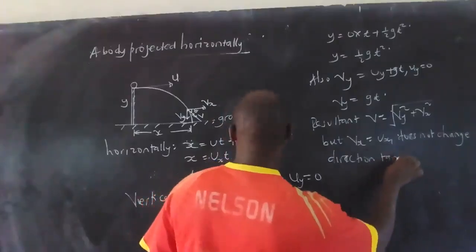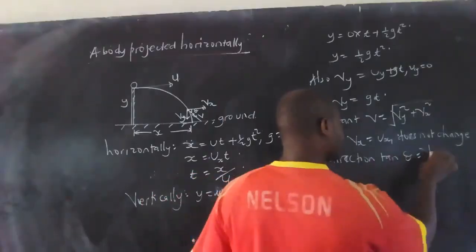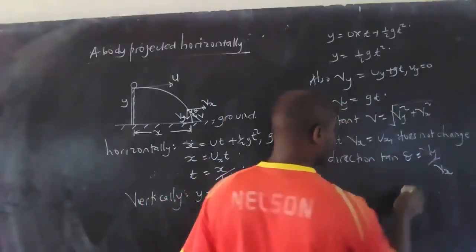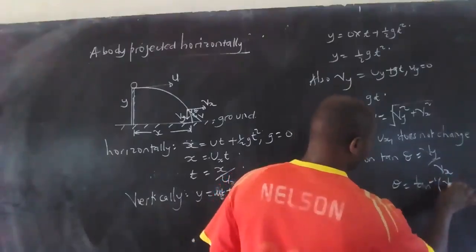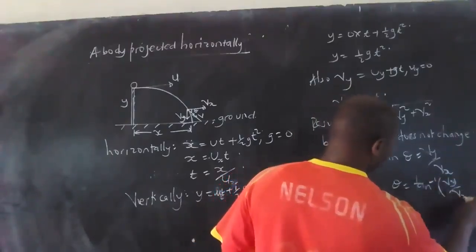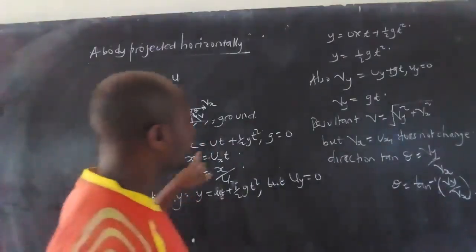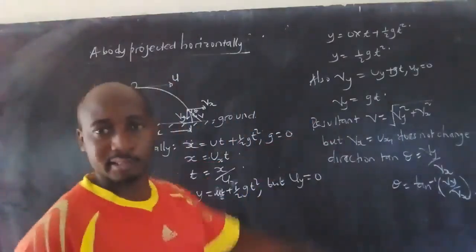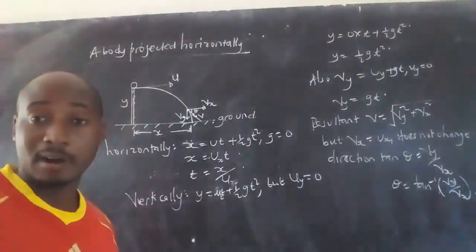Tan theta will become vy over vx. So theta becomes tan inverse of vy over vx. So how many equations? 1, 2, 3. These are the equations that we shall be using when we are calculating. So we look at 1 or 2 examples.